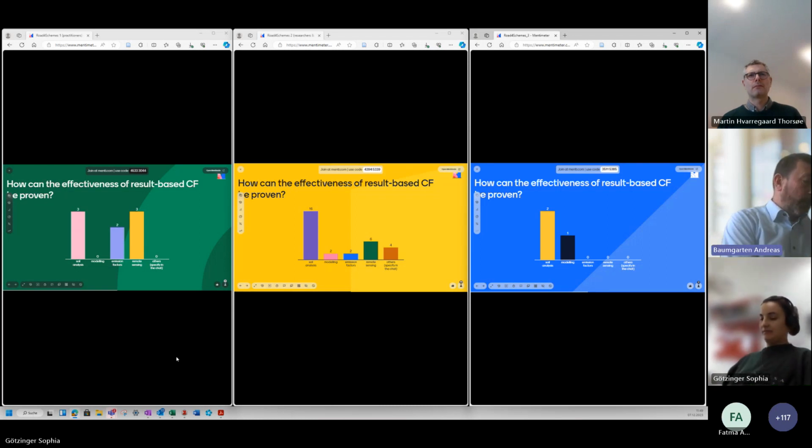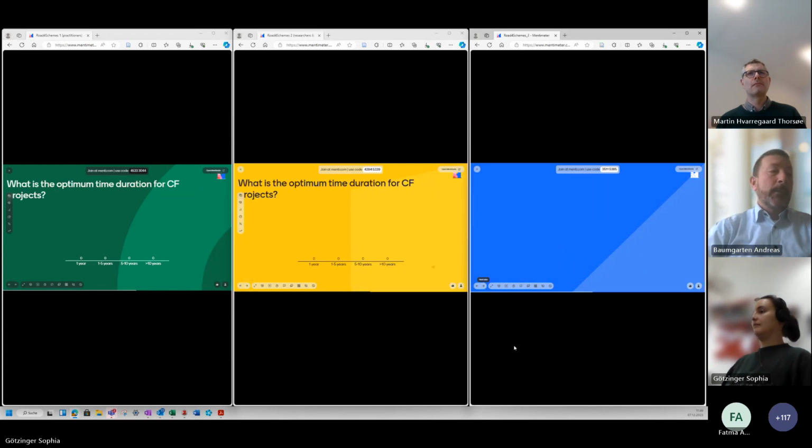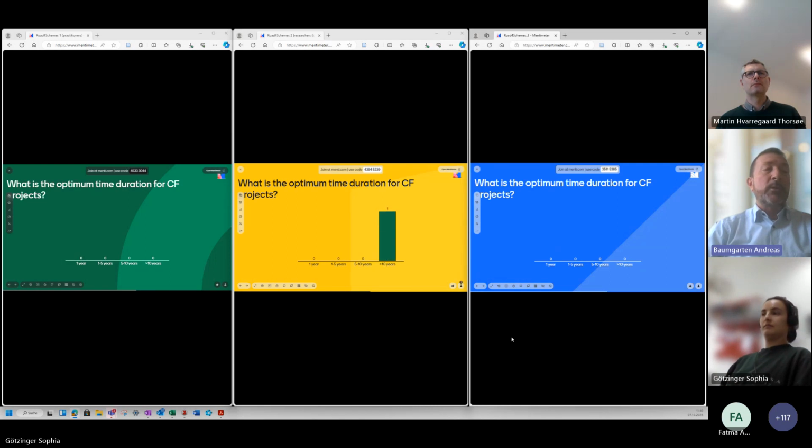Okay. So thanks for this. And we have also been discussing the question of how long a carbon farming system should be in place. So the question, what do you think is the optimum time duration for a carbon farming project? Is it 1 year or 1 to 5 years? Is it 5 to 10 years, or is it more than 10 years?